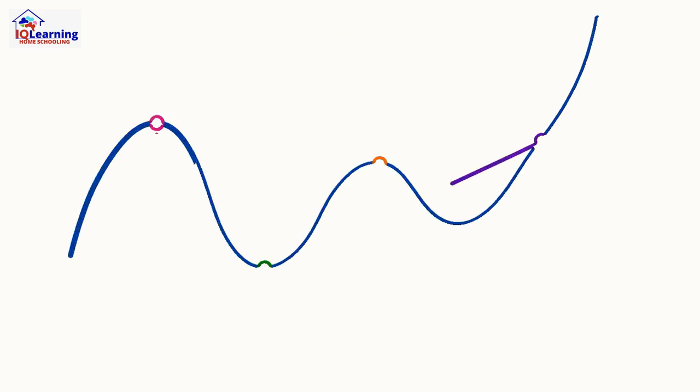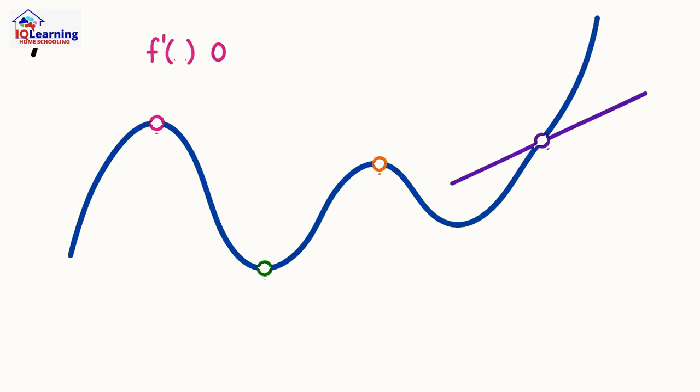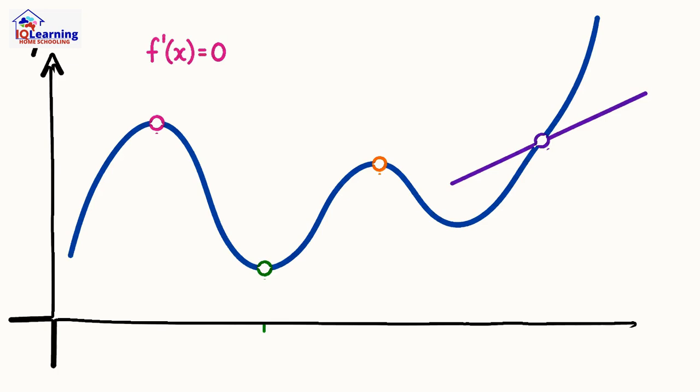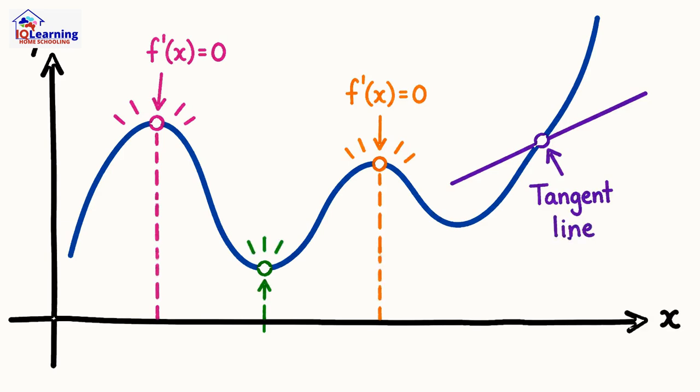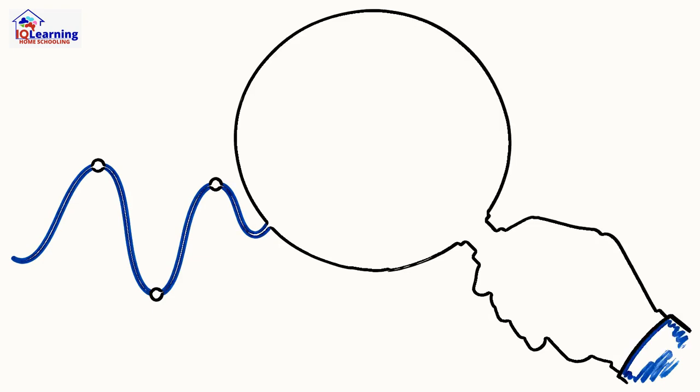This tool also lets us sketch the exact shape of complex functions, identifying every peak and valley where the rate of change is 0. It can even find the precise equation for a line that just barely kisses the curve at a single point. So, the derivative is more than a formula.